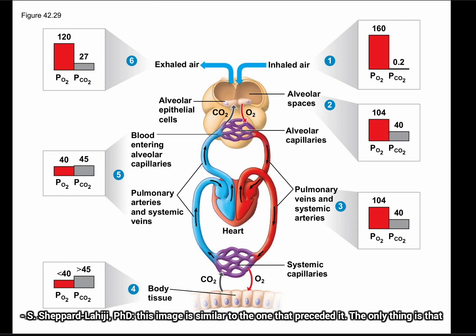This image is similar to the one that preceded it. The only thing is that it adds on the actual values of pressure seen for our gases of oxygen and carbon dioxide. Now, the actual numbers are not what is essential for us. What I want there to be focused on is the fact that the partial pressure gradients exist, and that is what drives diffusion from one location to the other across the respiratory membrane. So we're just looking for confirmation that the difference is what is driving movement from one site to the next.